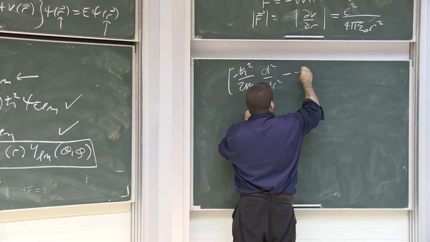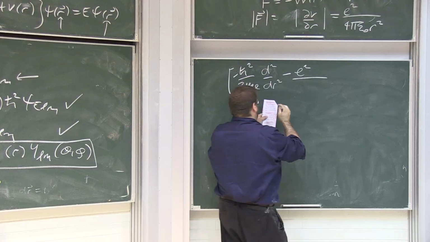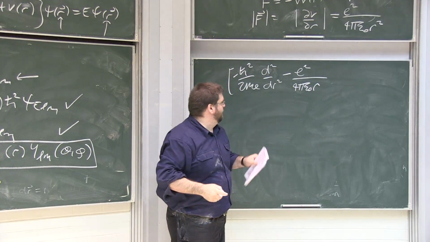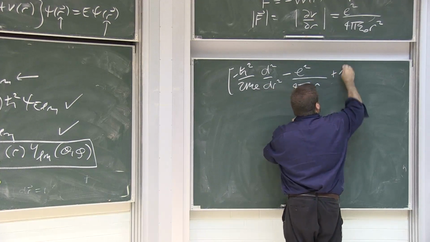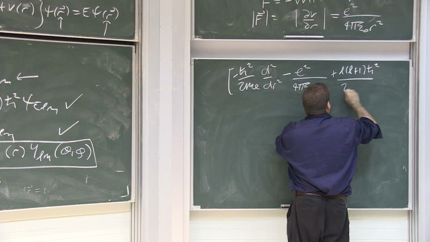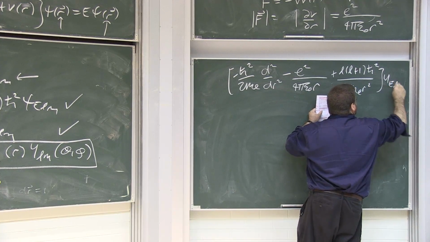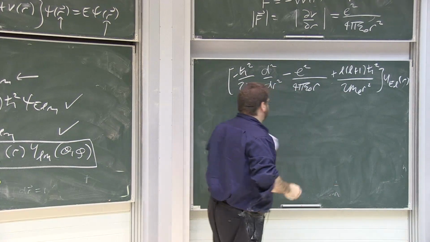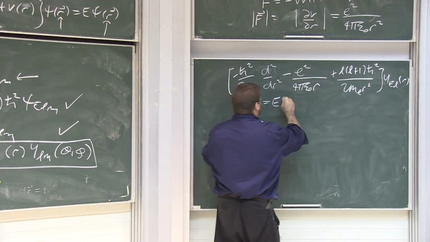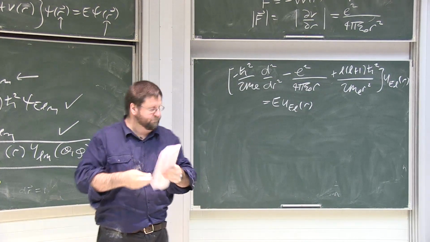The potential, instead of V of R, is now a particular V of R, which is minus e squared over 4 pi epsilon naught r. That's the 1 on r potential I mentioned earlier. Then our centrifugal barrier term, which switches on when l is non-zero. And this all acts on the scaled radial wave function that depends on r to give the energy. And we want the quantized energies times the scaled radial wave function back again.